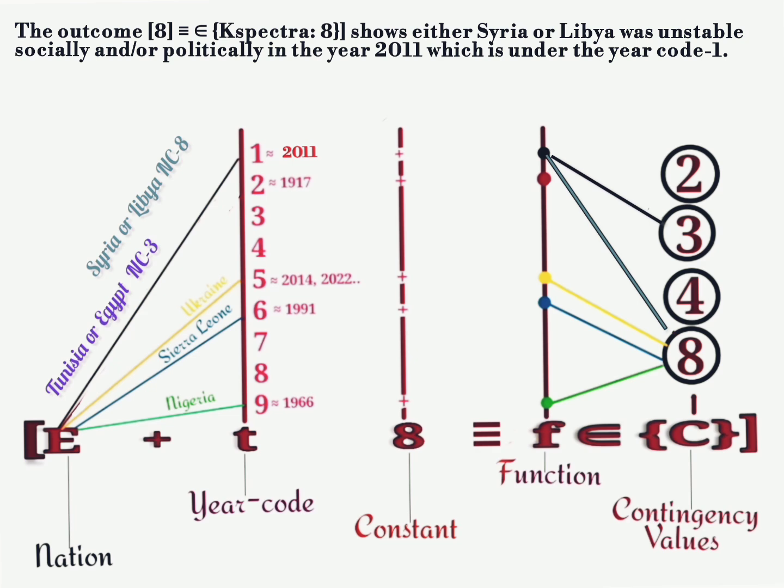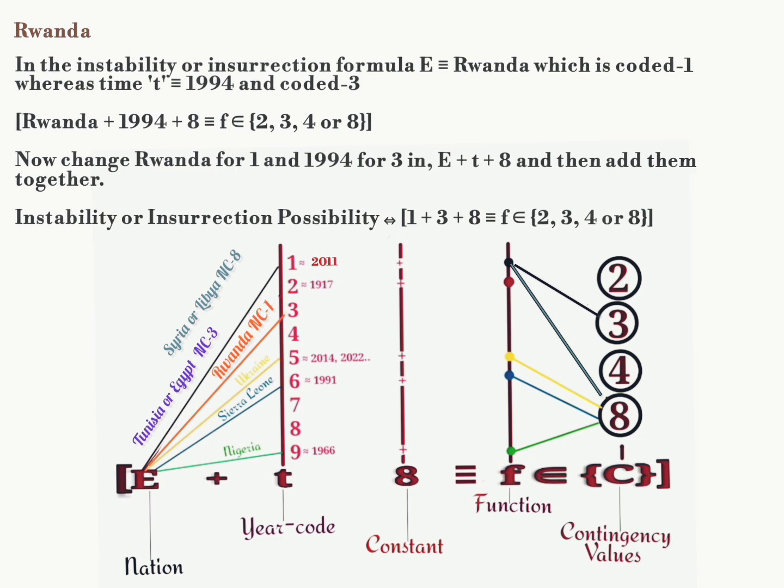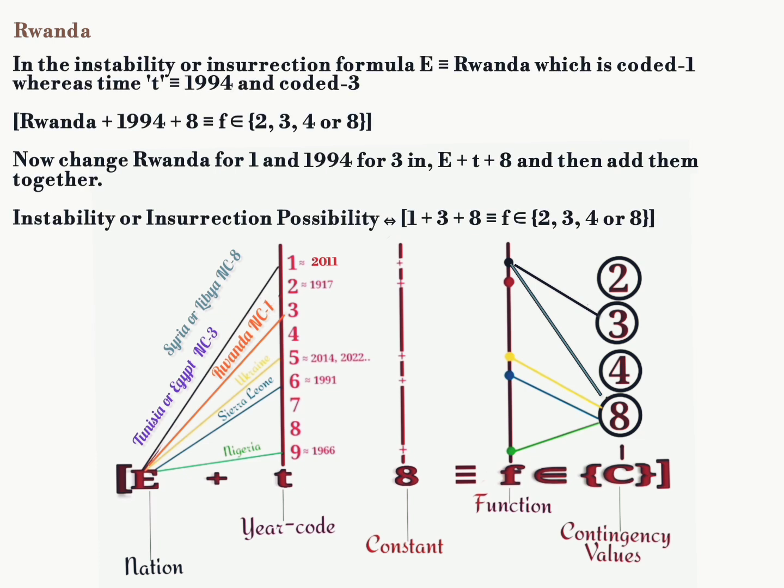Rwanda. In the instability or insurrection formula, E is defined as Rwanda, which is coded 1, whereas time, T, is defined as 1994 and coded 3. Rwanda plus 1994 plus 8 is defined as F element of 2, 3, 4 or 8.